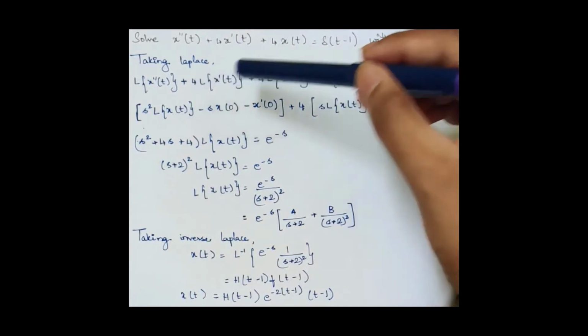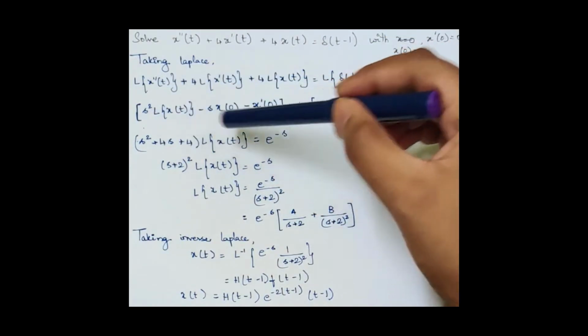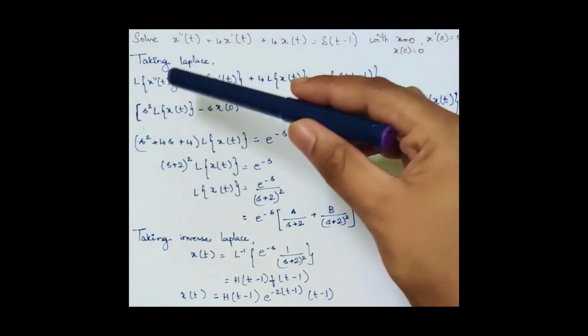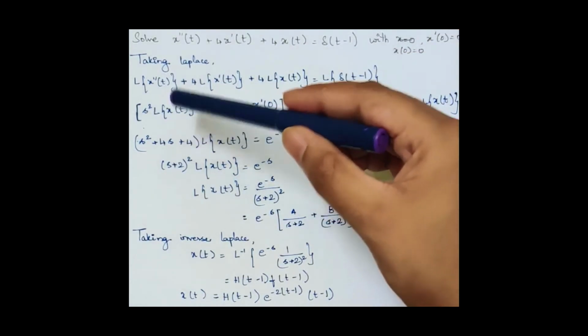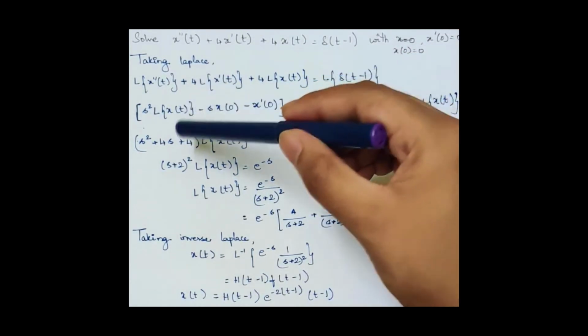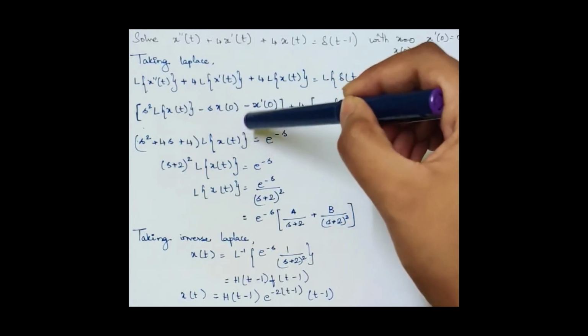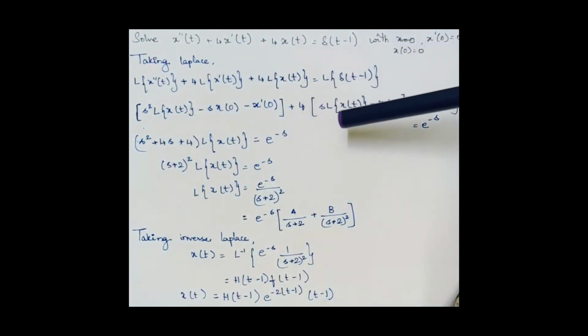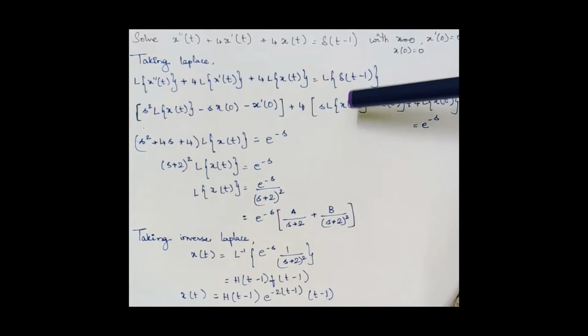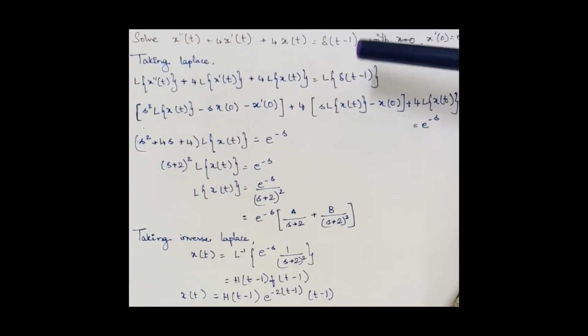So you know that this is the Laplace transform for derivatives, that is s square into Laplace transform of x of t minus s into x of 0 minus x dash of 0 plus 4 into s Laplace of x of t minus x of 0 plus 4 into Laplace of x of t. So the Laplace transform of your impulse function is e to the power of minus as. Here a is 1, so e to the power of minus s.